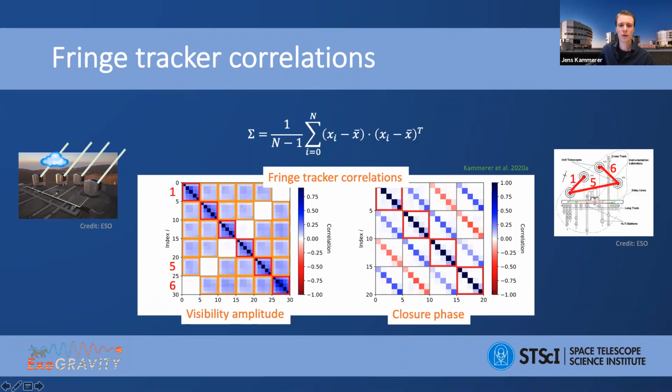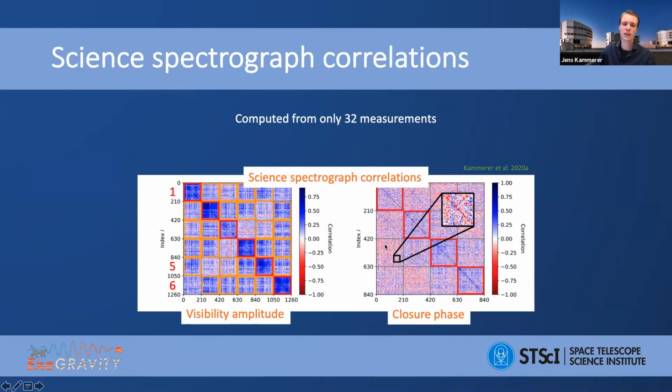So we think that we have quite a good understanding, at least to first order, of the correlations in the fringe tracker data and also on their origin. So I tried to do the same exercise for the science spectrograph, but of course, in that case, it's much more difficult because instead of 40 or 50,000, we only have about 30 measurements available for a usual GRAVITY data set. But you can see that to first order, the correlation structure is relatively similar.